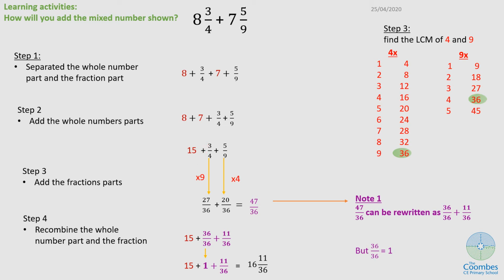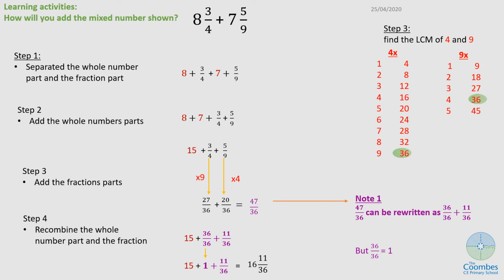Okay, I asked myself the same question. What will I times 9 by to get 36? And we can see 9 times 4 is 36. So I'm also going to times 5 by 4, and 5 times 4 is 20.